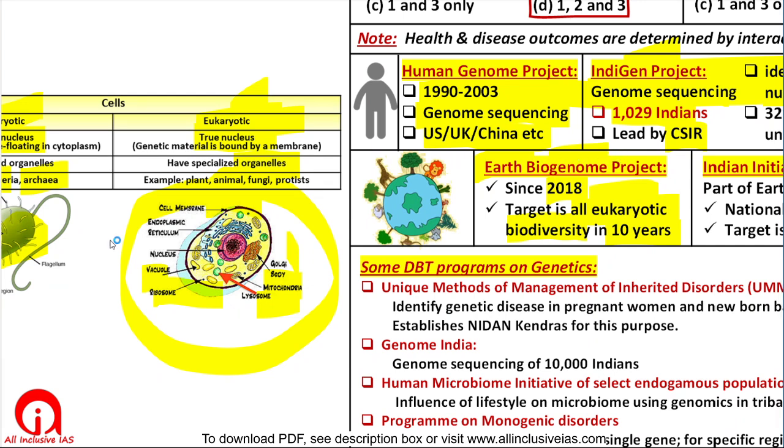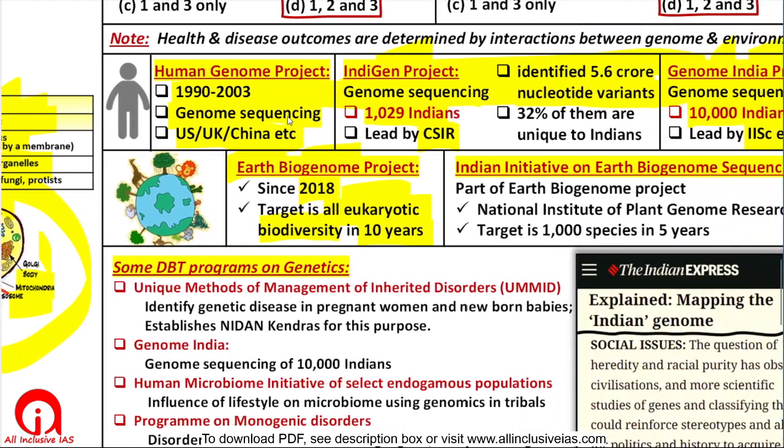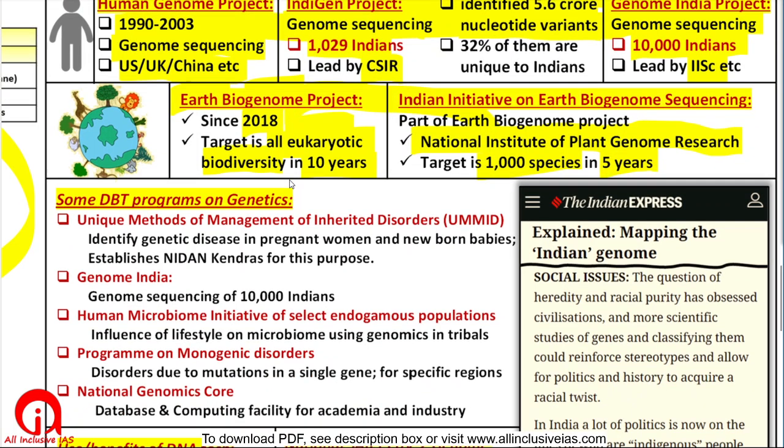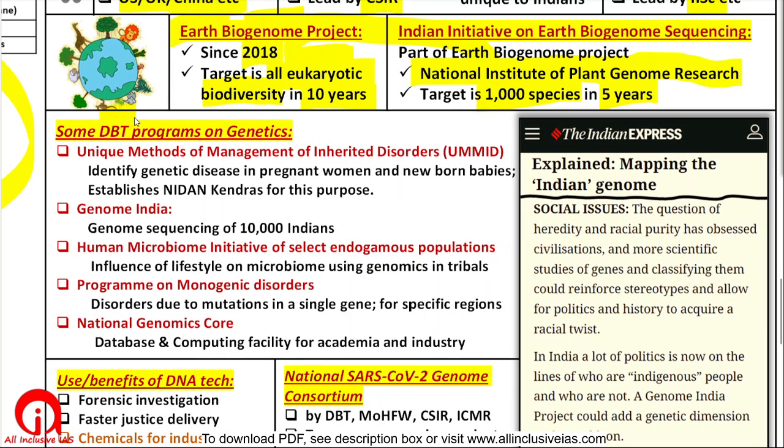genome sequencing of all eukaryotic life forms on Earth. Now India is a part of this project, and the National Institute of Plant Genome Research will be doing genome sequencing of 1,000 species within 5 years and hence contribute to this project. Now the Department of Biotech under the Ministry of Science and Technology has some specific programs on genetics as given on their website. I have mentioned them here in one line. Okay, no need to study the details. Just remember the Department of Biotech, and the main purpose.